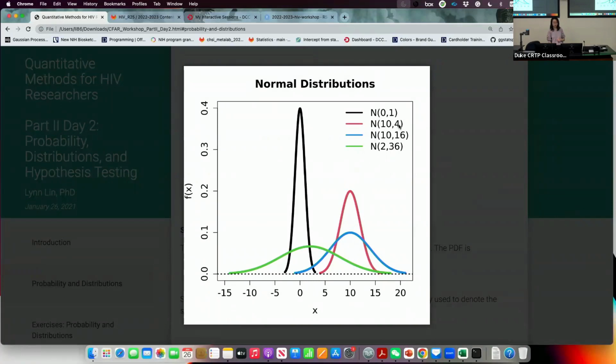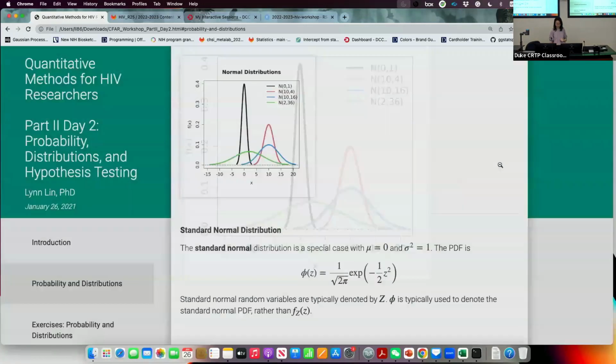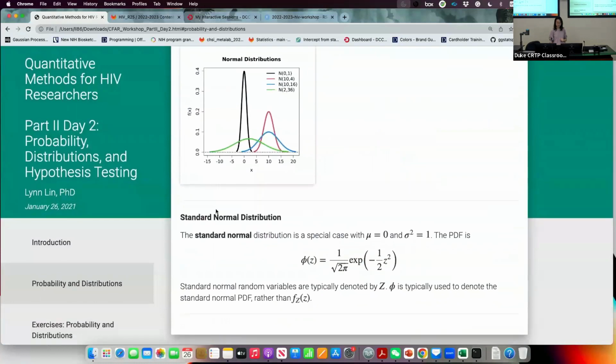If you compare normal 10, 4 to normal 10, 16, what's the difference? They have the same mean at 10, but you see the tail: the blue curve is more spread out because the variance 16 is much larger than 4. So the variance controls how spread out the normal distribution looks, and the mean tells you the center, where the mode is located. A different mean shifts the normal distribution, and a larger variance makes the curve more flattened out. So this is the standard normal distribution. Whenever I say let's try the standard normal distribution, obviously the mean equals 0 and sigma equals 1.